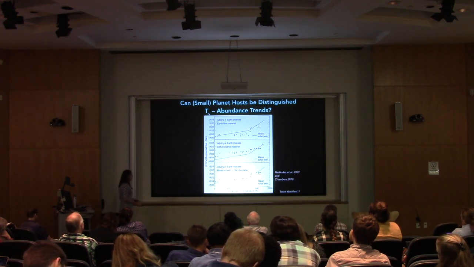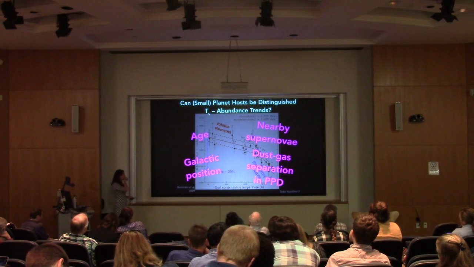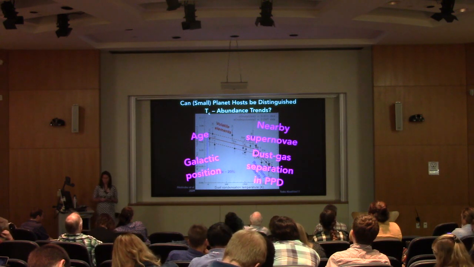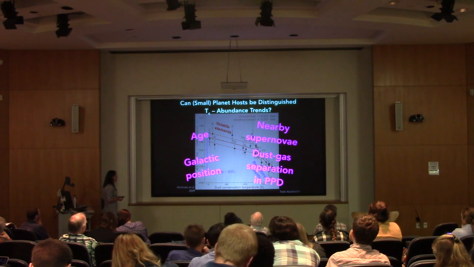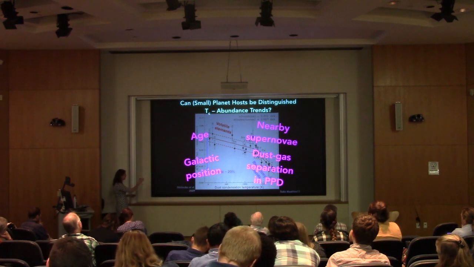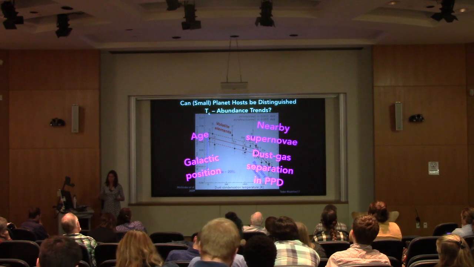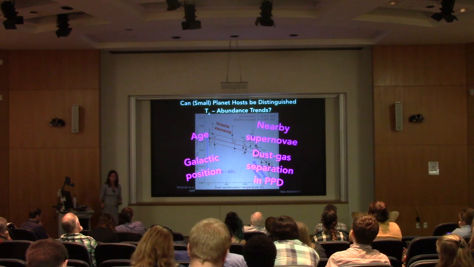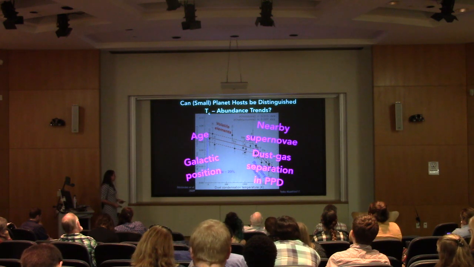But subsequently, a lot of papers have come out showing that this type of trend depends a lot on the ages of the stars, where they formed and where they are now in the galaxy, whether they were affected by nearby supernovae, how dust and gas is separated in the disk, and what goes into planets and what doesn't. So it's a much more complicated story. It's not so cut and dry.